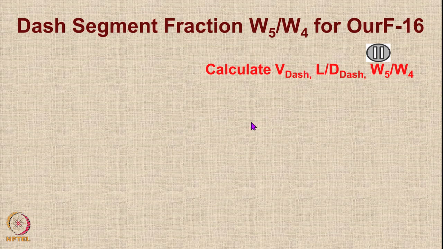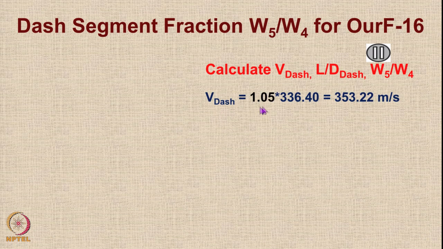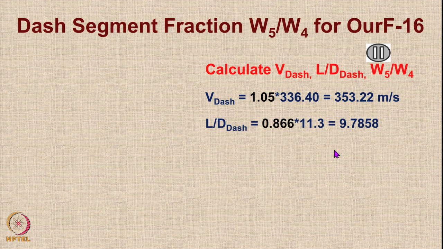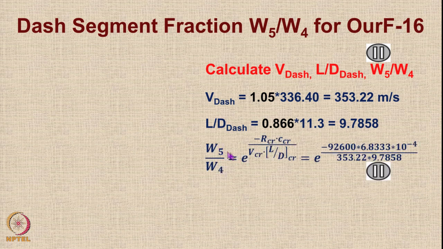V dash will be simply Mach number into sonic speed. Remember, there is a slight difference because we are assuming conditions to be changing. It is not just ISA conditions, okay. L by D dash will be, again it is a cruise, so it will be 0.866 times L by D max. And for the weight ratio, we will have a formula. So, V dash is 1.05 times 336.4, which is 353.22 meters per second. L by D dash is same because it is just 0.866 times L by D max. So, putting these numbers in the expression, you get these values. And I would now request you to pause the video and do the calculation to calculate the ratio during the dash segment. So, that ratio comes out to be 0.9818.